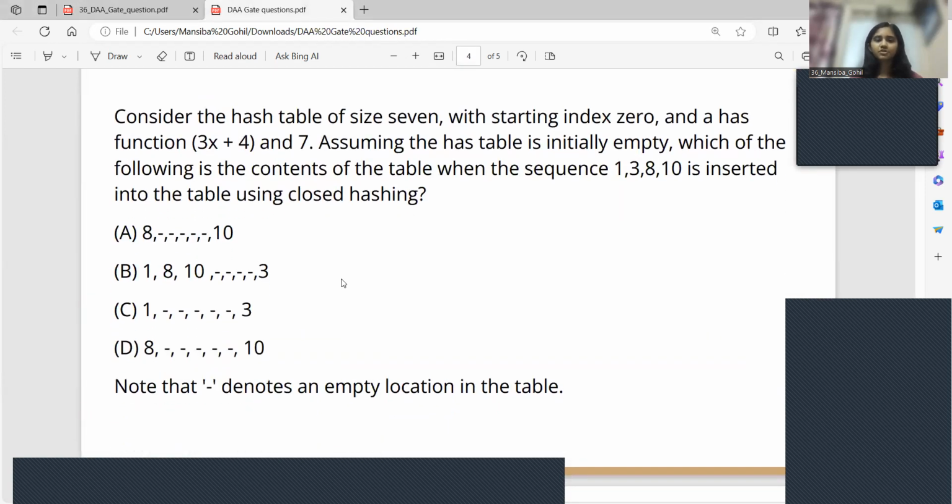Coming to the next question, consider the hash table of slide 7 with starting index 0 and which has the function of 3x plus 7 in mod 7. So assuming the hash table is initially empty, which of the following is the contents of the table when the sequence is 1, 3, 8, 10 is inserted into the table using closed hashing?